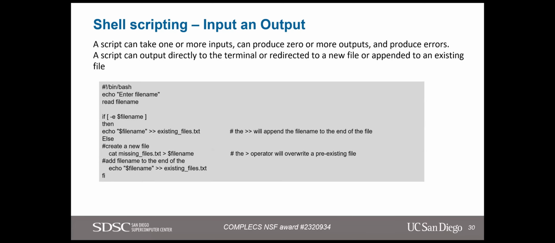Shell scripts can take one or more inputs. They can produce zero or more outputs. They can also produce errors for you. Scripts can take output directly from the terminal or redirect it to a new file or append to an existing file. The greater than notation is used to redirect to standard out. The double arrow in this case appends, so it redirects to standard out as well, but the difference is that it won't overwrite a file. It will append to the end of the existing file.